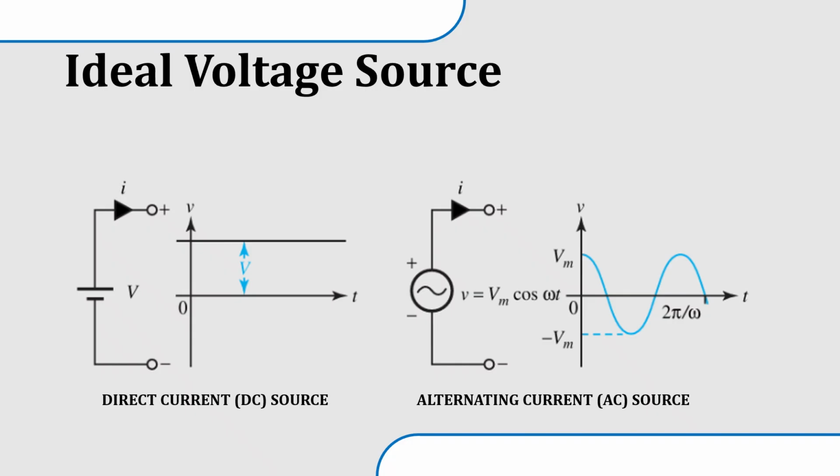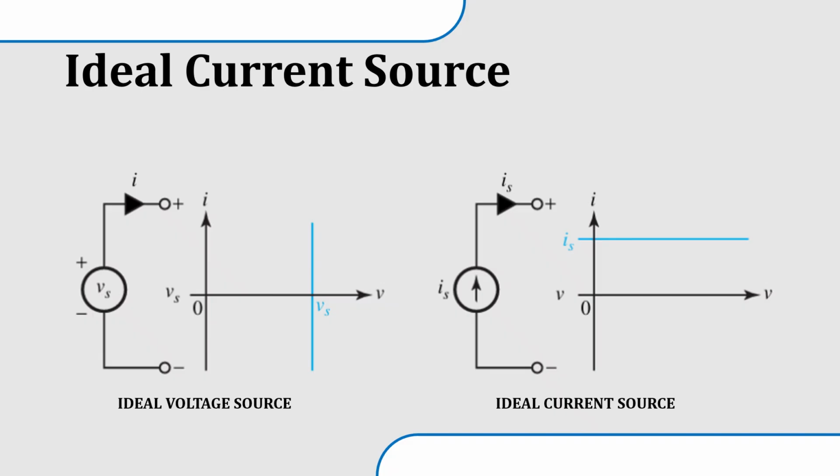The image on the left represents the ideal battery, which has a constant voltage with respect to time. This is known as a DC source, which stands for direct current. The figure on the right is a symbol and time variation for a sinusoidal voltage source. A sinusoidal source is generally termed an AC source because such a voltage source tends to produce an alternating current.